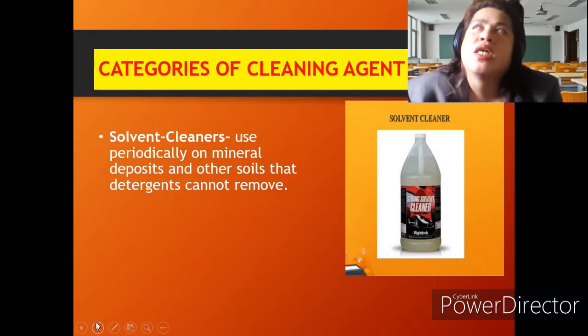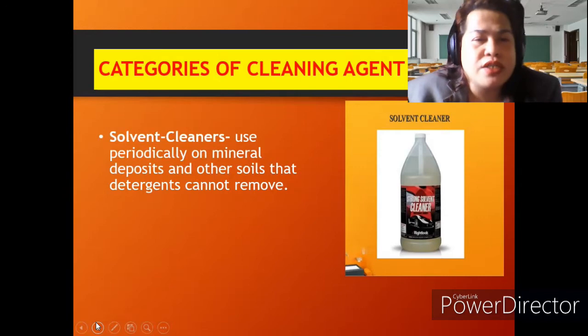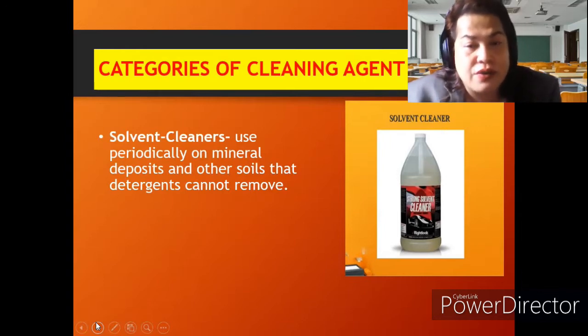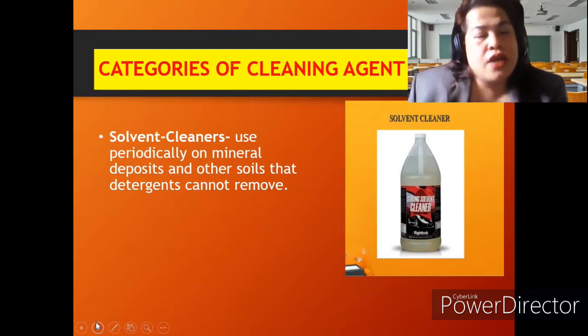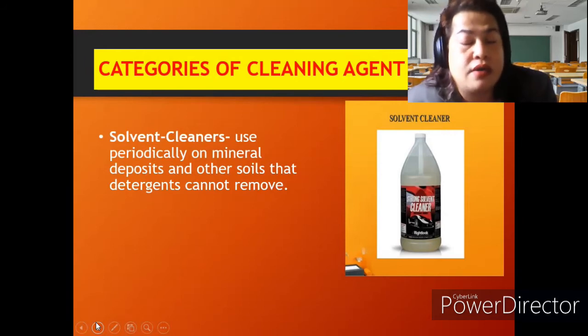The solvent cleaners have strong fumes. And again, remember, if you're using solvent cleaners, just make sure na well ventilated yung room or area na paglilinisan nyo. Okay? Kasi nga masyadong matapang yung amoy ng solvent cleaners. So the solvent cleaners are again often used to remove scale in washing machines and steam tables.